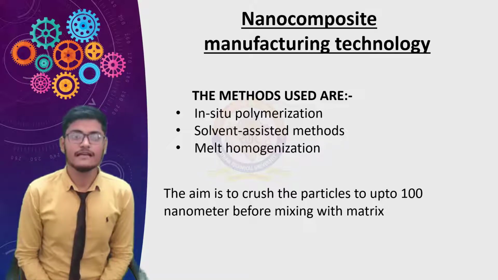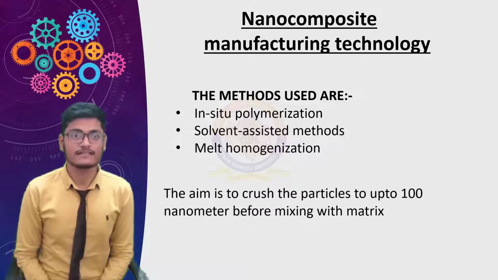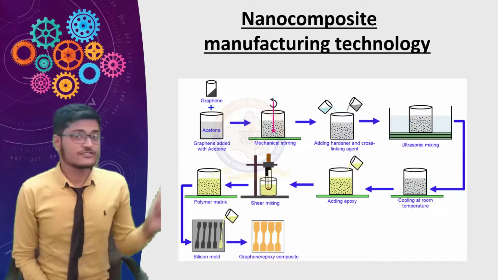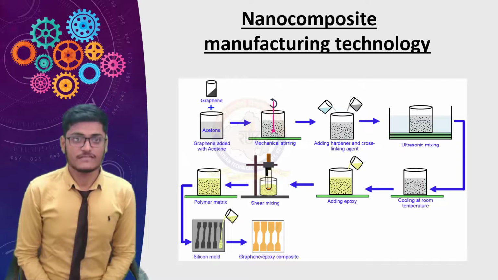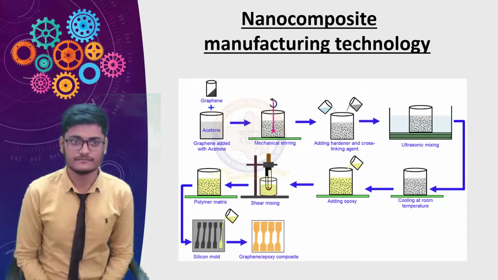In melt homogenization, heat treatment is done by putting the sample into the furnace at high temperature below the solidus temperature of the alloy for an extended period of time to make nanoparticles. The figure shows the basic steps: atomization of the particle at nano level, then adding the hardener, ultrasonic mixing, then it is cooled at room temperature, then epoxy is added, then it is mixed, and then molded into the desired shape.